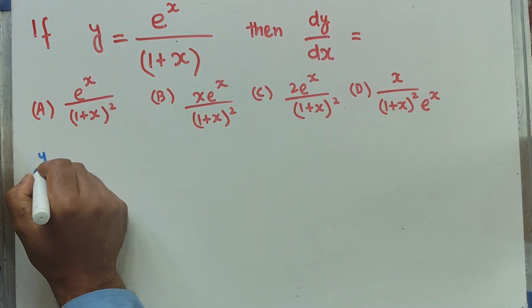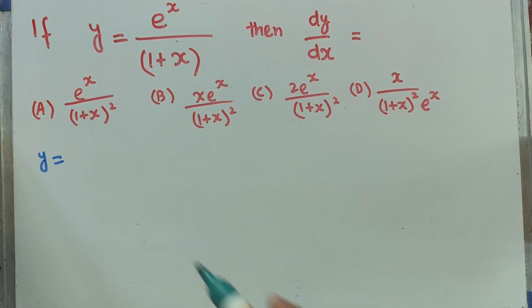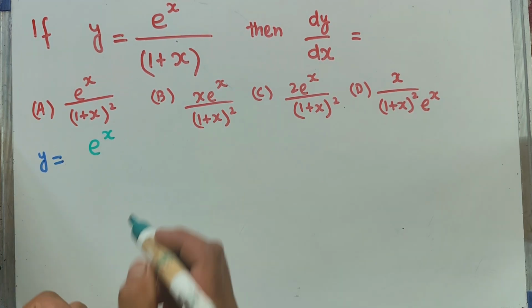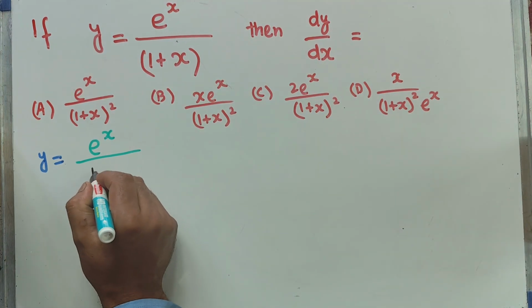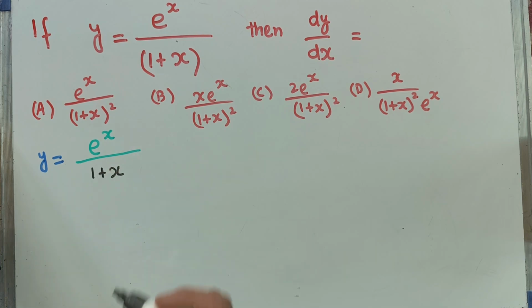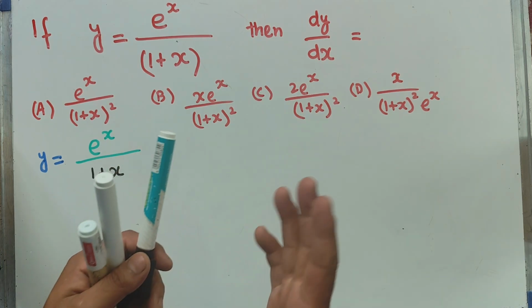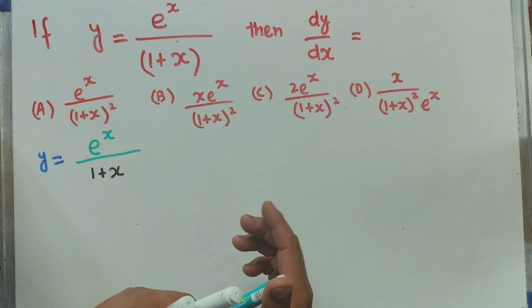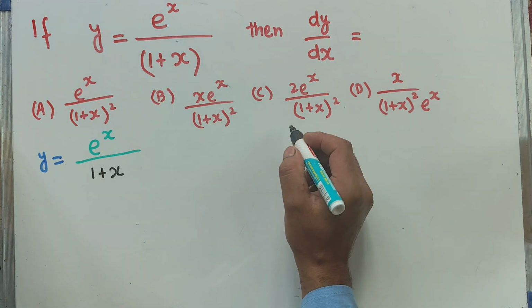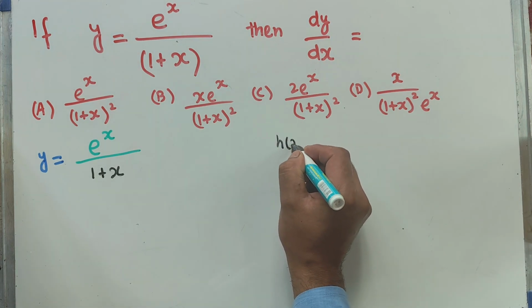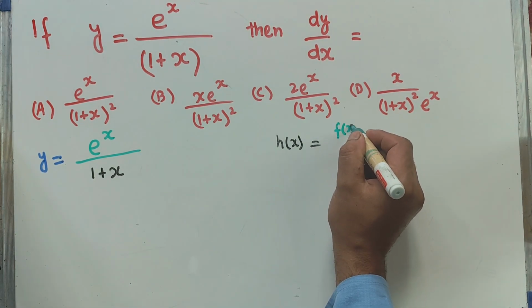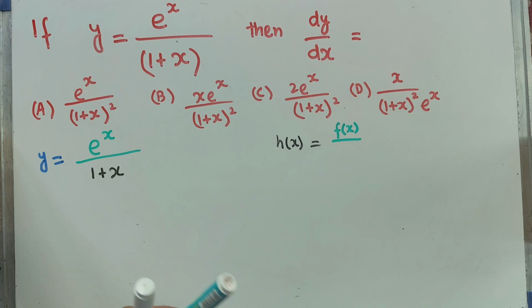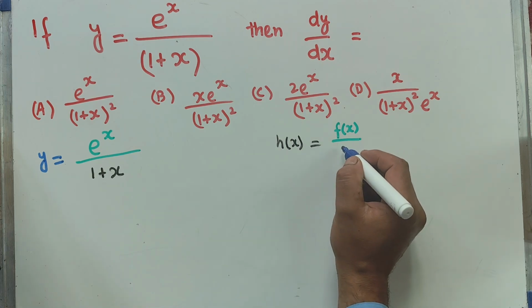So we have y is equal to e raised to the power x divided by, and let me write the denominator, 1 plus x. So we have this kind of function here. Okay, so here we apply the quotient rule of differentiation, which says if we have a function, let us say h of x, which is equal to f of x upon g of x.